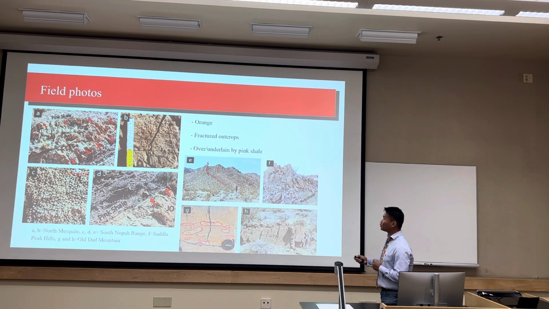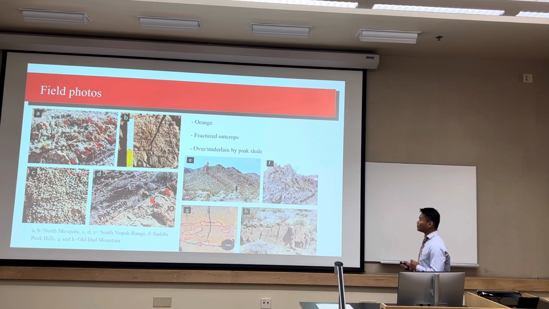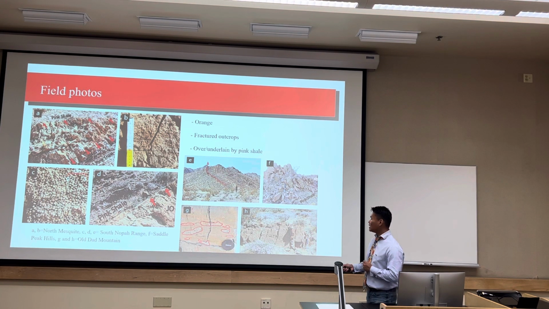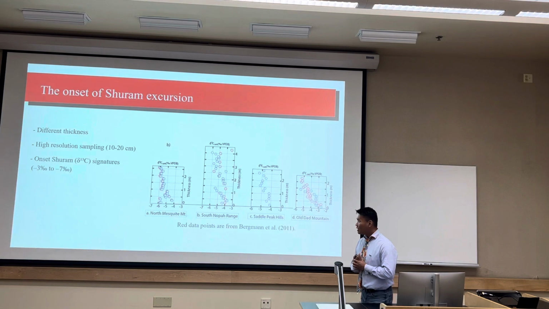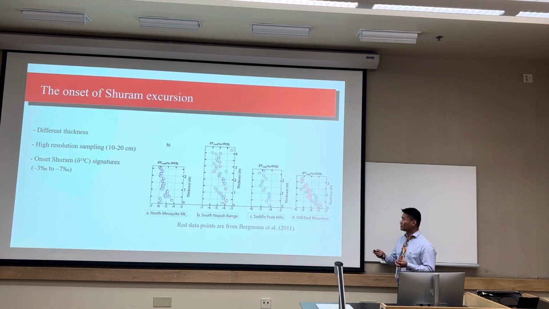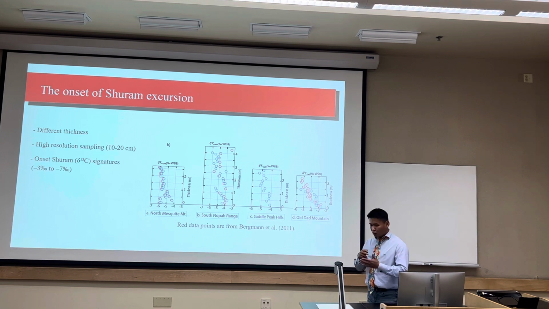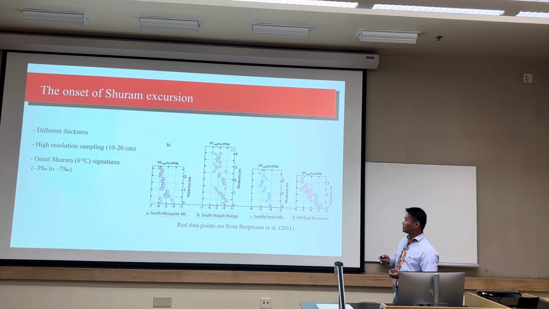And then for some sections, it's pretty deformed. This is Saddle Peak Hill. And then we have the Ubehebe Mountain. You see some intraclasts in the Ubehebe Mountain section, and it is a thinner section. So we have different thicknesses. The South North Parliament is the tallest, the thickest, and the thinnest one is the Ubehebe Mountain section. We performed high resolution sampling, around every 20 cm, for the carbon isotopes. And yes, we do document the onset signature of the Shuram excursion in all the sections.